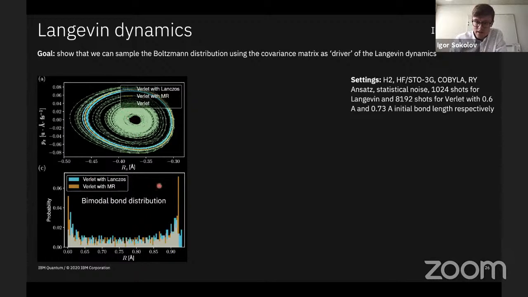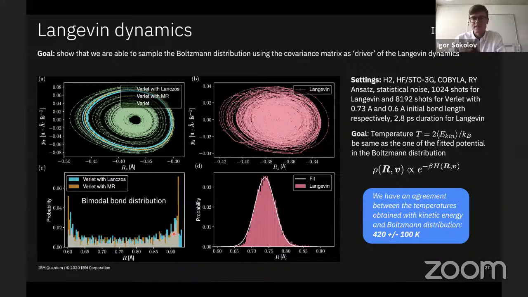The characteristic distribution of bond length associated with this kind of dynamics is bimodal. So the molecule remains at the most when atoms are very close together or furthest apart. Here you can see that the molecule remains the most ideally. And we will contrast this now with Langevin dynamics. In Langevin dynamics, the phase space, so the momentum and the bond length of our H2 molecule, looks very different.